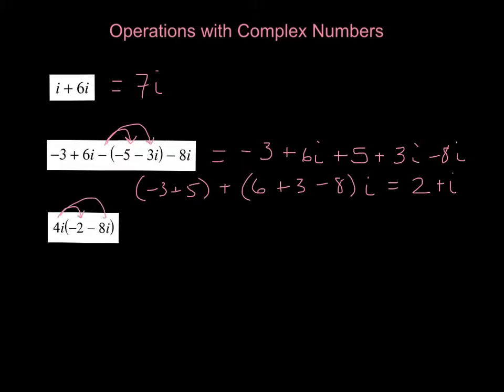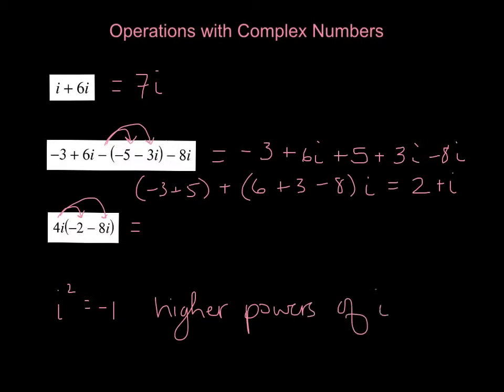So the difference here is that we're not going to think of the i as a variable once we get i squared. Normally x times x is x squared, but i squared, remember, is equal to negative 1. We're going to look at higher powers of i in class, and see how we can express the answer when we have a higher power of i. But here, we're just going to distribute.